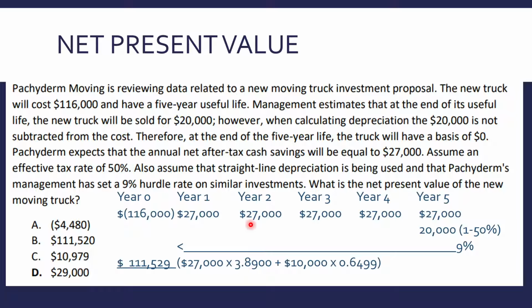So the $27,000 each year should be multiplied by the annuity PV factor, and the lump sum of $10,000 should be multiplied by the lump sum PV factor, 0.6499. The present value of all future cash flows is $111,529. Deduct $116,000, you have negative $4,471. That is your net present value. The correct answer is letter A. The closest answer is negative $4,480. That's your net present value.